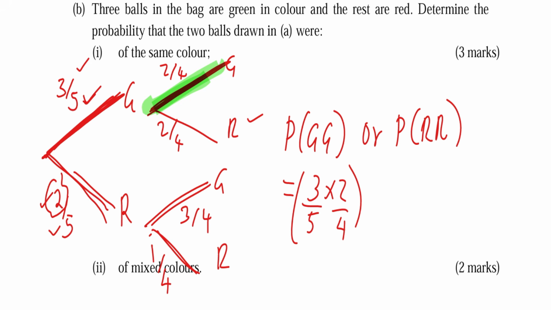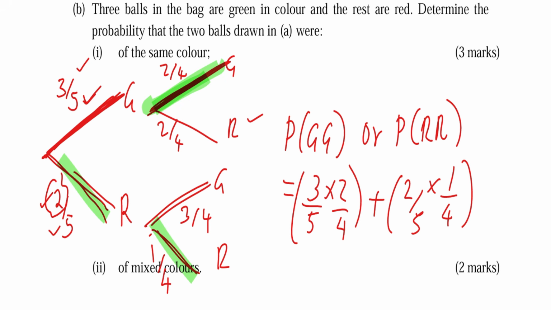The other one is plus red and red. So most probably it is this and this. Red and red, so it will be 2/5 times 1/4. So which will give you how much? 3/5 times 2/4 will be 6/20.